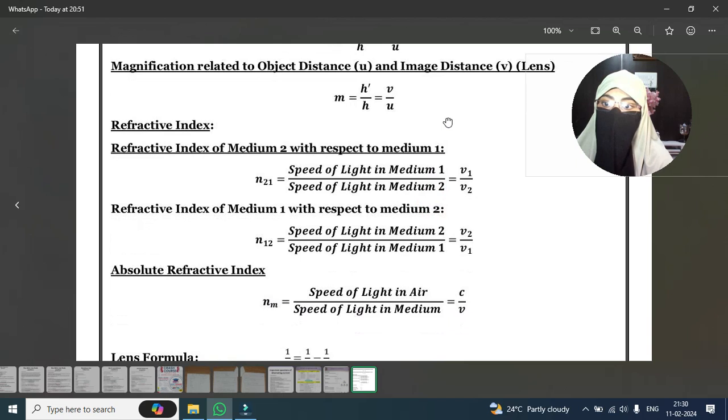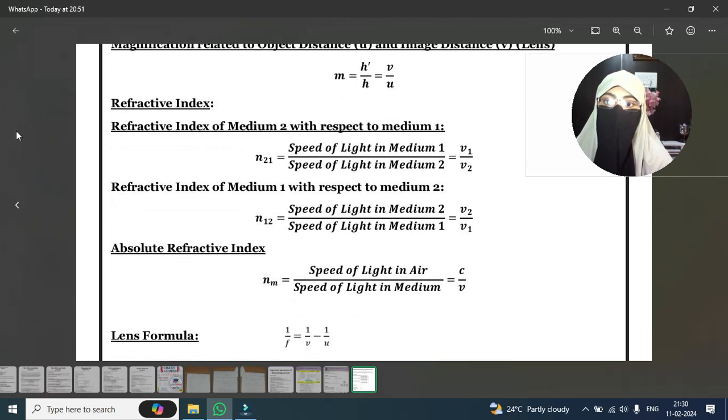Okay, refractive index of medium 2 with respect to medium 1. This is the very important part the students need to understand. The refractive index of the medium 2. For example, if the medium 2 is water, the refractive index comes first for medium 1, then comes medium 2.